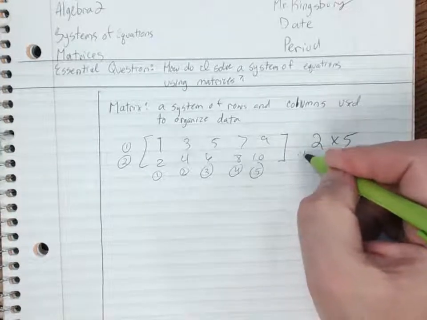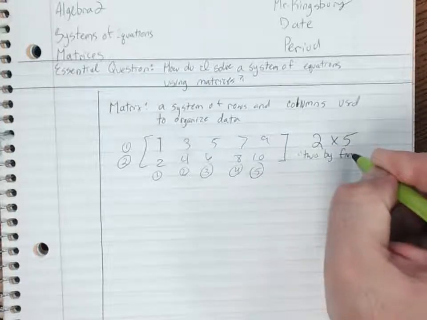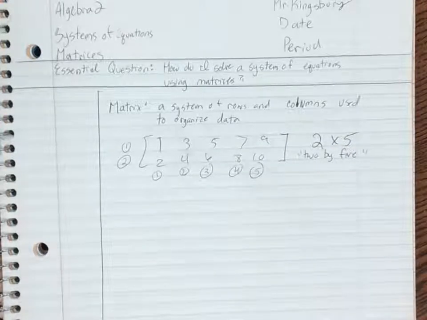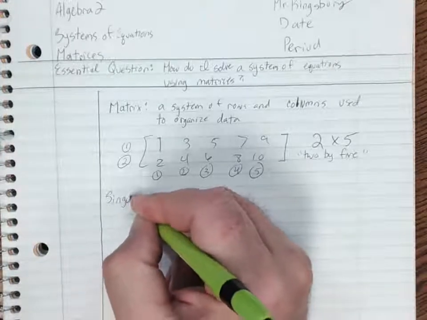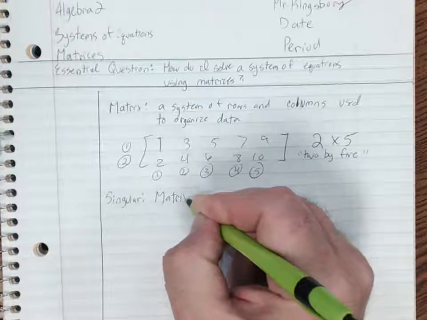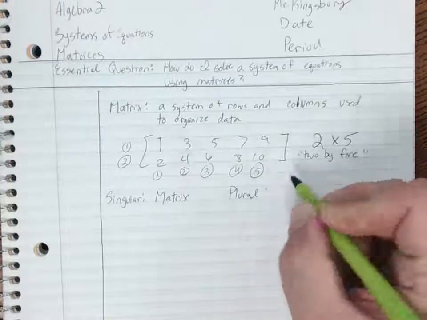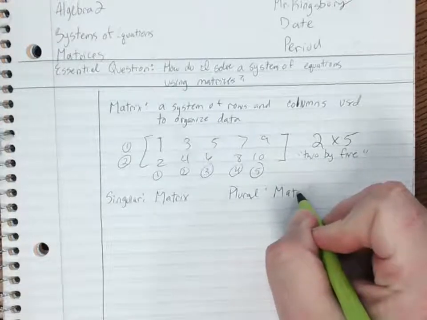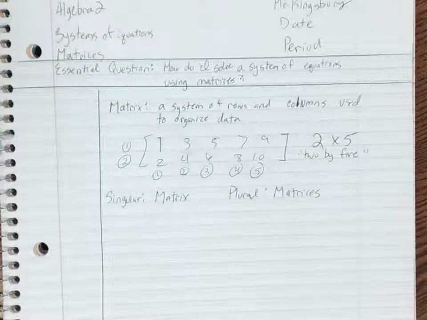In words, we would say 2 by 5, like that. Okay. Also, just a quick note, the singular is matrix, and the plural is matrices, like that.